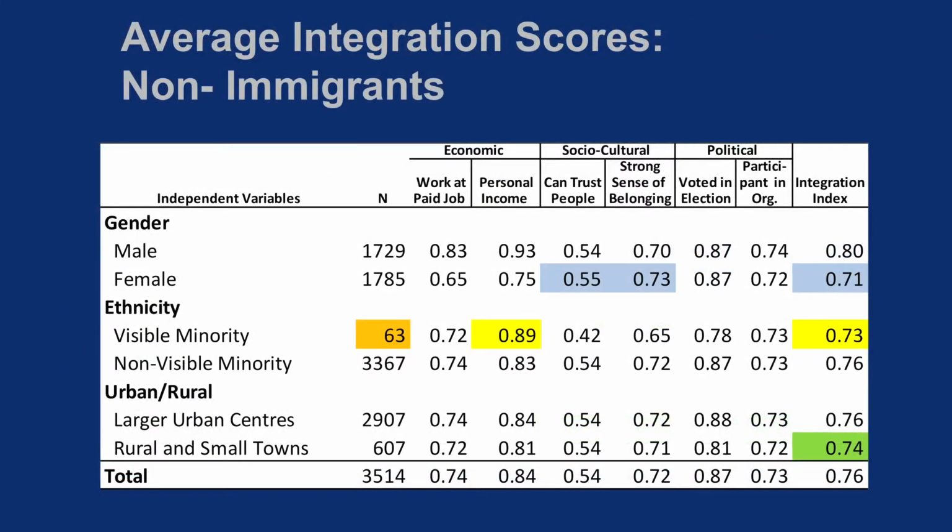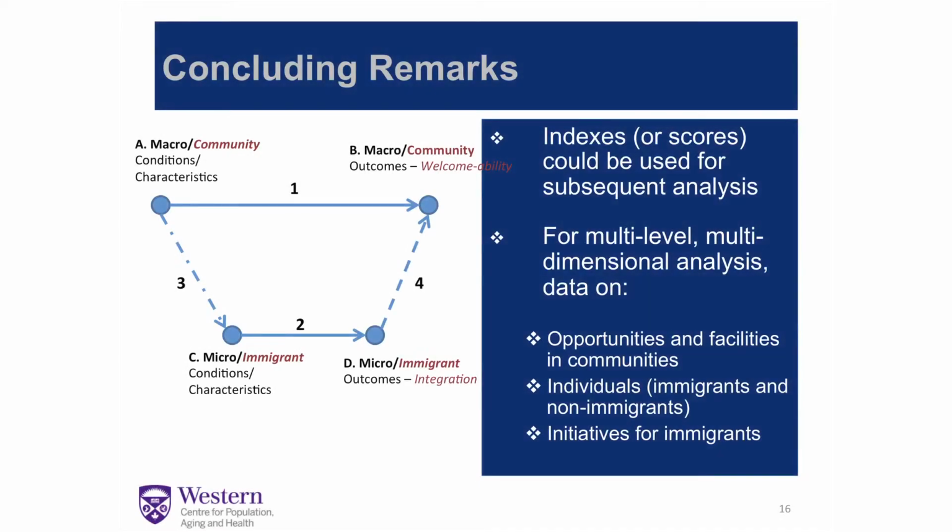So this table shows the average scores for non-immigrants, but I will skip this. And then I go immediately to my concluding remarks. The usefulness of welcomability and integration indices goes beyond the ranking and detecting of differences by subgroups. Both indices or scores could be useful for further analysis. For example, if data were available, we could use the derived scores to examine the influence of community characteristics on the immigrants through multi-level techniques of analysis, that is, arrow 3.